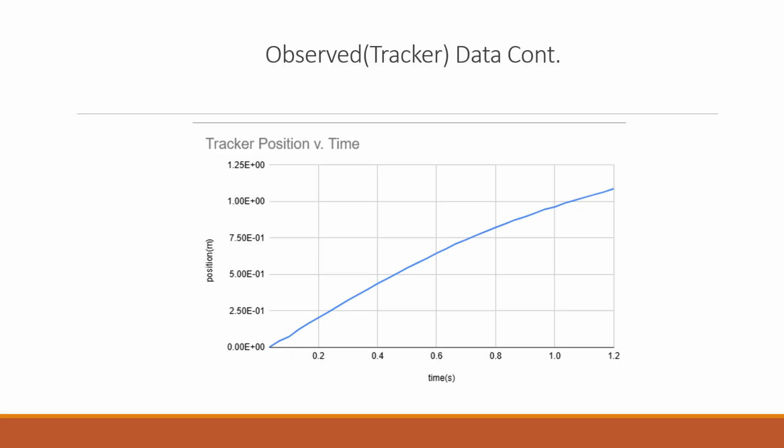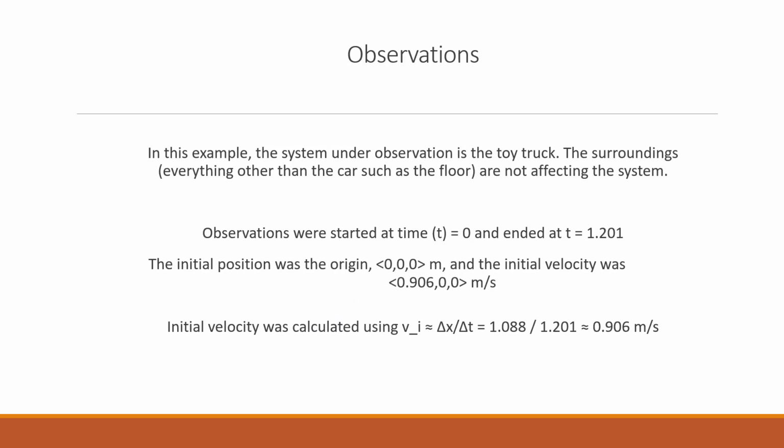We can see a relatively straight line indicating somewhat of constant velocity here. From our observations, we deduced that the system, under observations of the toy truck, the surroundings are not affecting the system. We start at t equals 0, and we end at t equals 1.201 seconds. The initial position is the origin, 0, 0, 0, and the initial velocity, 0.906, is calculated using the initial velocity formula, delta x over delta t.